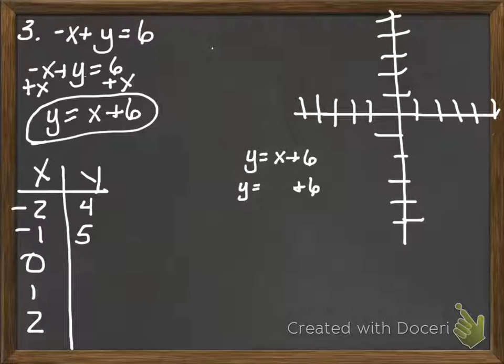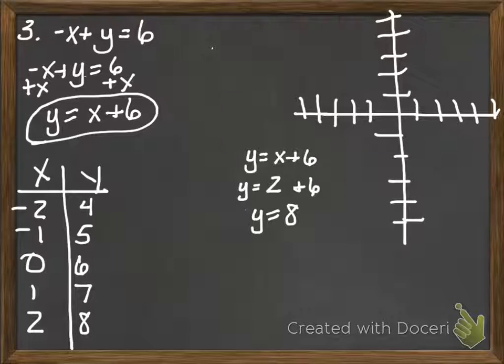All right, so now I have 0. Y equals 0 plus 6, and we all know that y equals 6. All right, now we have our x equal to 1. So y equals 6 plus 1, which is 7. And our last number for x is going to be 2. So it's y equals 2 plus 6, so y equals 8.